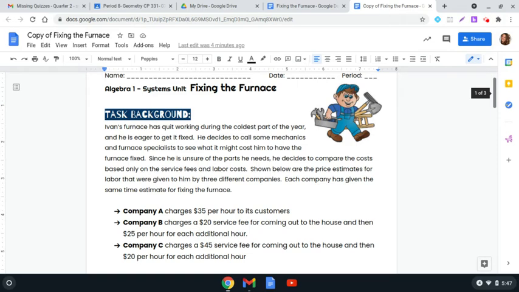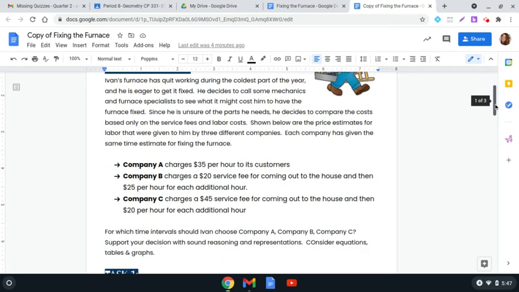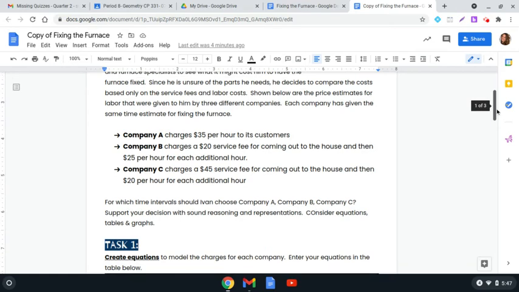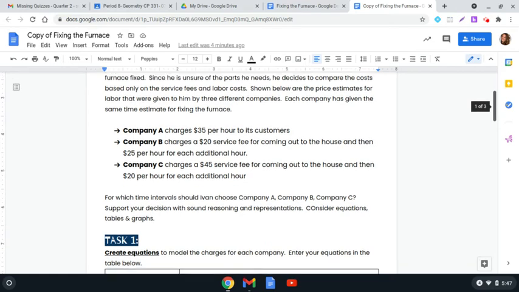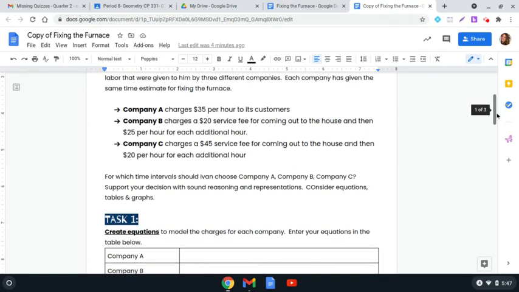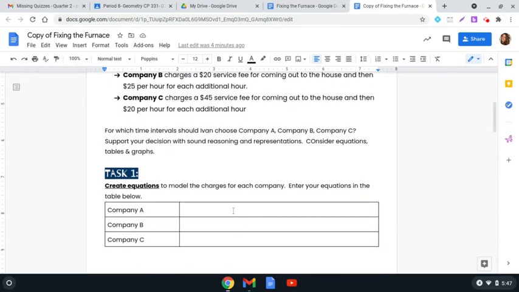Shown below are the price estimates for labor that were given to him by 3 different companies. Each company has given the same time estimate for fixing the furnace. So we have some info for company A, B, and C. So company A charges $35 per hour, and it doesn't say anything about a service fee. Okay, so in task 1, I'm going to write an equation for this. So y equals 35x.